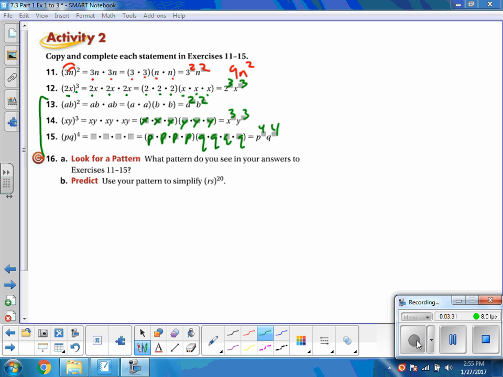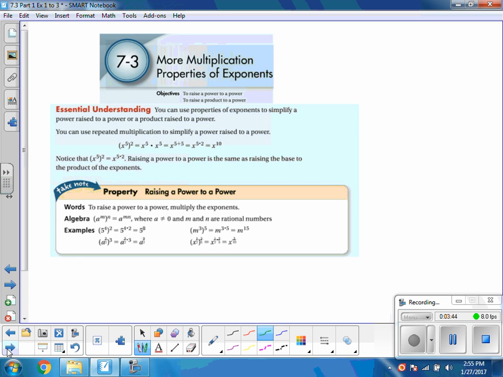I hope one thing that you're catching here is that when you have a power going into a parentheses, you need to distribute the power to everything that's in it. So raising a power to a power is what we're practicing here.